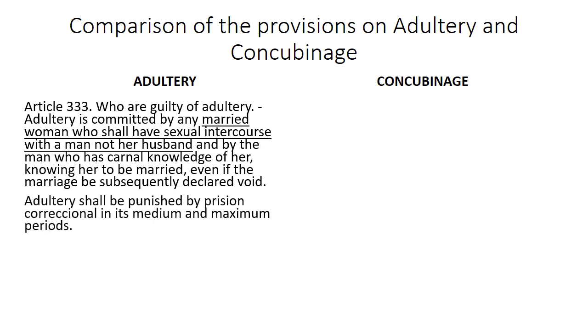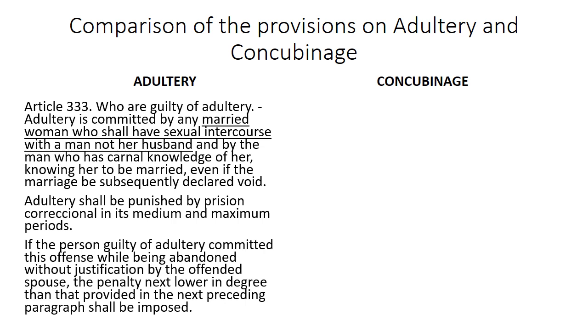Second paragraph, adultery shall be punished by prisión correccional in its medium and maximum periods. Third paragraph, if the person guilty of adultery committed this offense while being abandoned without justification by the offended spouse, the penalty next lower in degree than that provided in the next preceding paragraph shall be imposed.